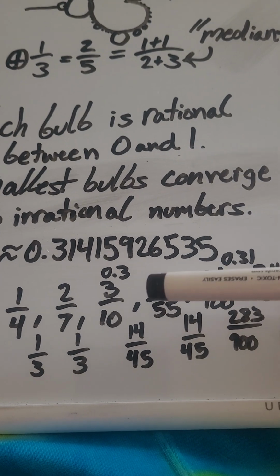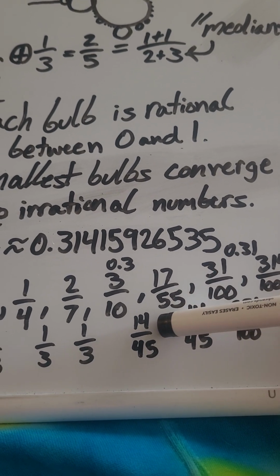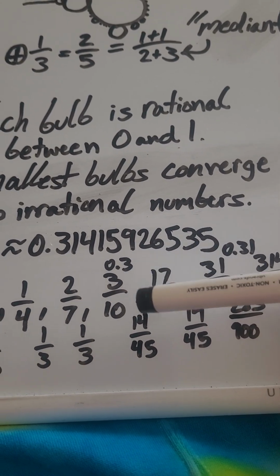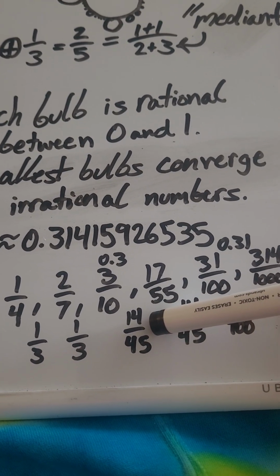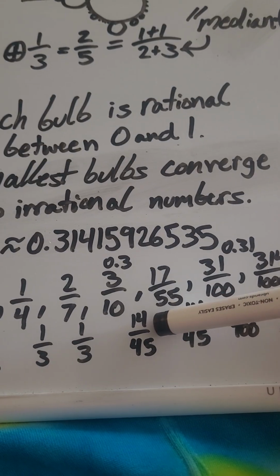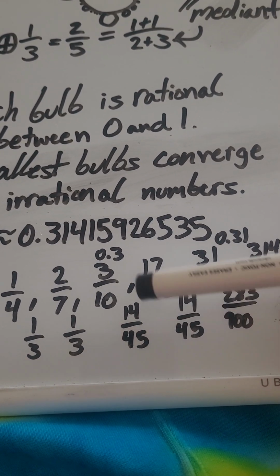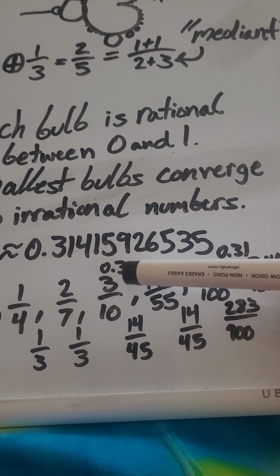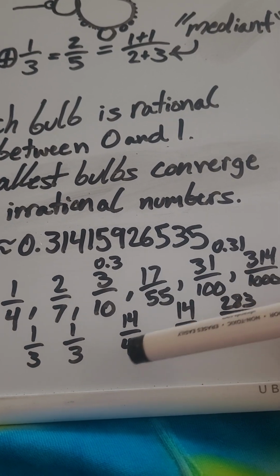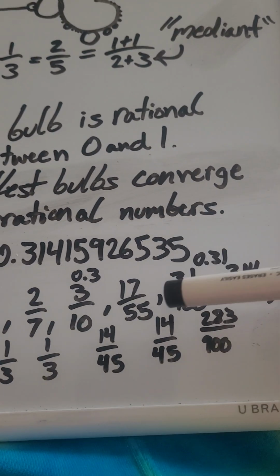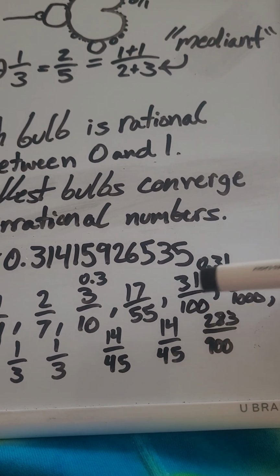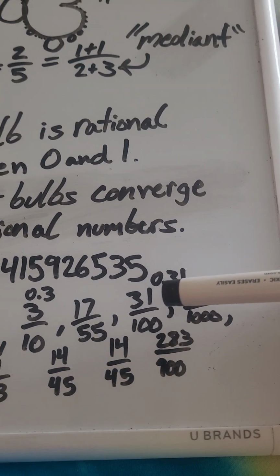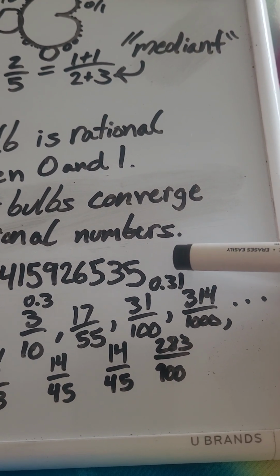So now we're going to mediant with 14/45. So now we're finding the biggest bulb between the 3/10 bulb and the 14/45 bulb, right? Which is close to 1/3, but not quite. So we have 3 plus 14, that's 17, and 10 plus 45, that's 55. And then we do the same thing over again: 17 plus 14, that's 31, and 55 plus 45, that's 100. So now we have 31/100, 0.31.